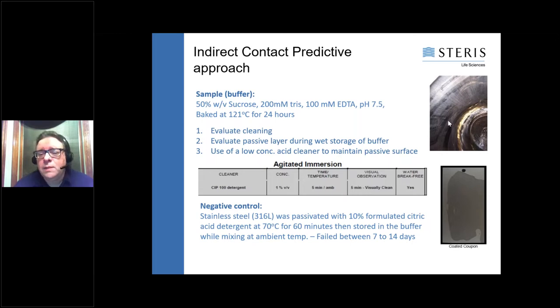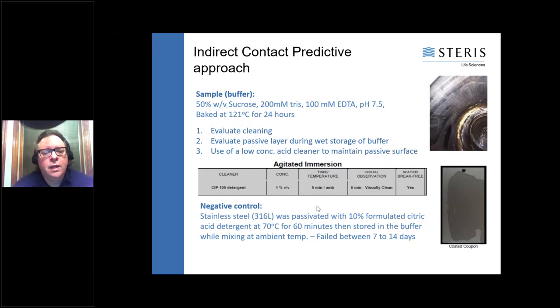And that's problematic. It takes time. It adds cost. So we want to be thinking about at what frequency to use an acid to maintain that surface. This buffer is quite easy to rinse off or to clean with a low concentration detergent and short cleaning time. But maintenance of the surface is a question mark. So you can look at developing a predictive model.